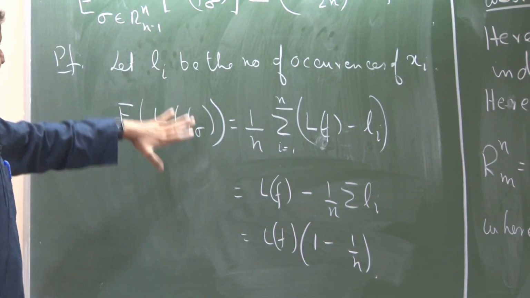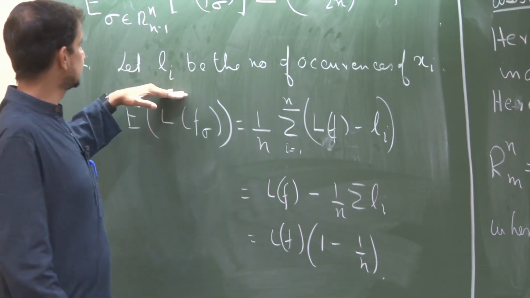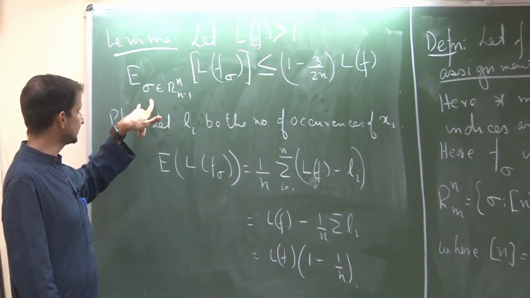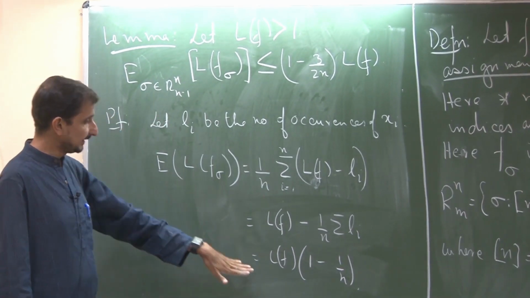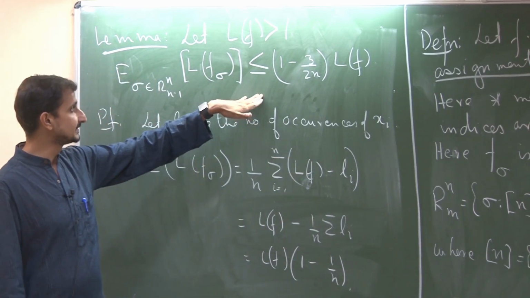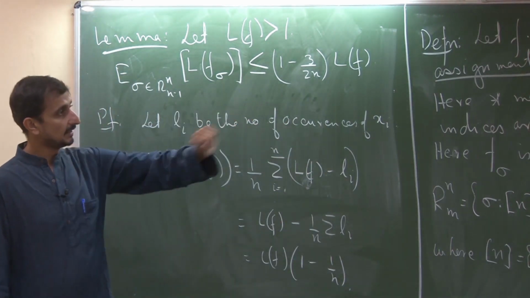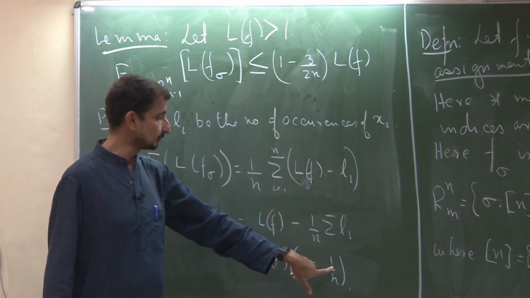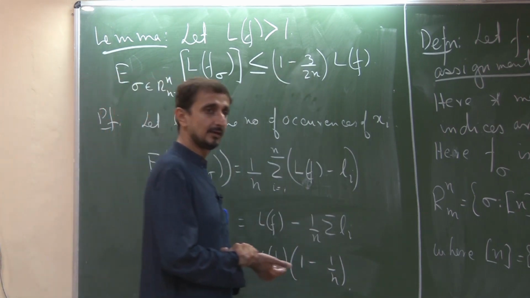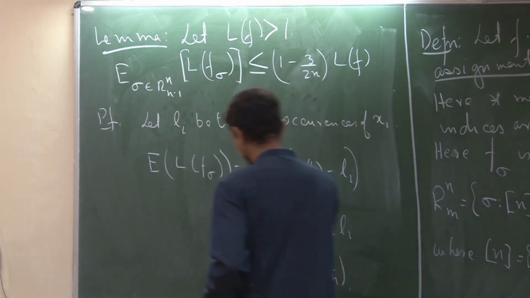So, essentially what I am trying to say is that if I do not consider this De Morgan's basis, if I take any random restriction, then what I have is L of f times 1 minus 1 over n. Now, what I have to show is that if the basis is the De Morgan's basis, then instead of 1, I get a 1.5 factor over here. Okay. So, that is what I want to show.